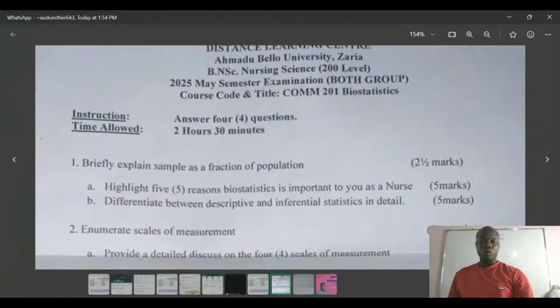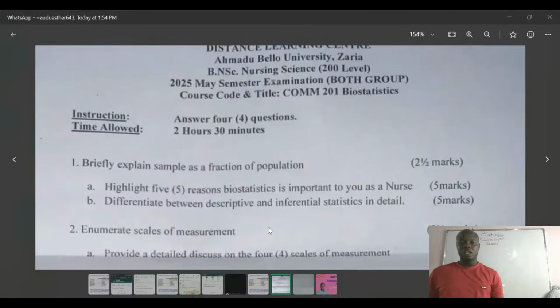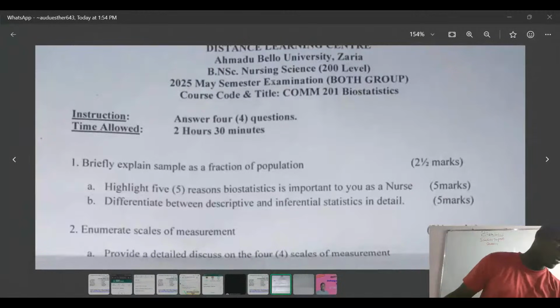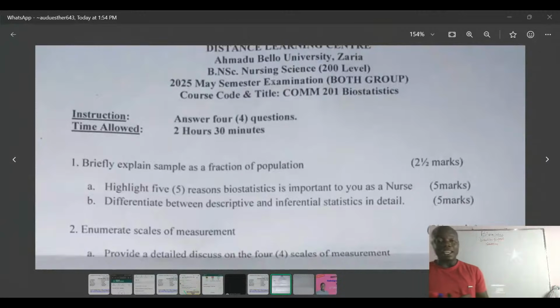Whenever you are going to write a question like this, you need to see the number of marks allocated to each and every question. It is very important to do that whenever you are doing any examination, because doing that will guide you on how to attempt some of these questions.